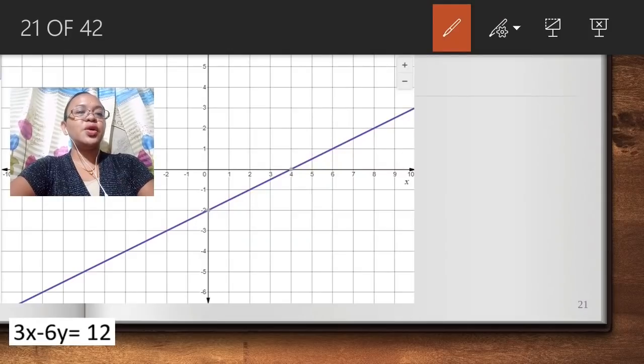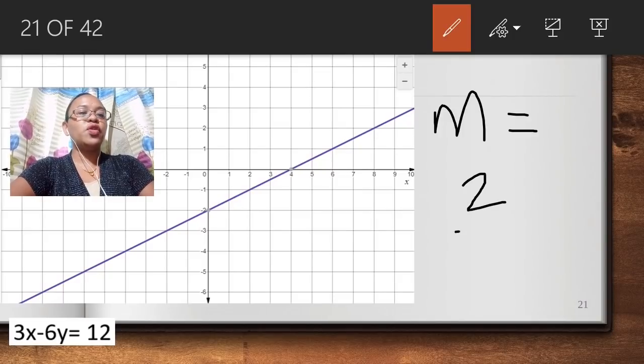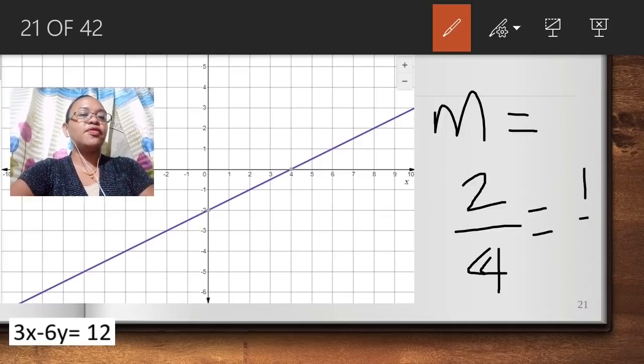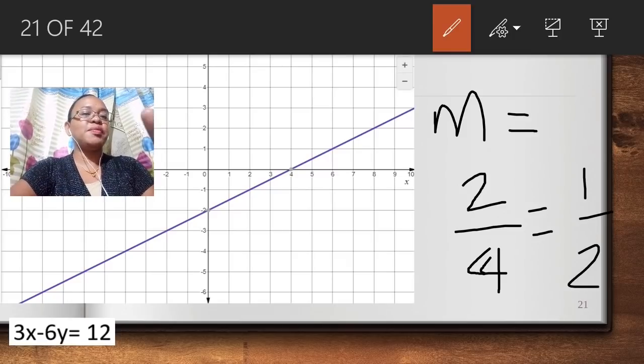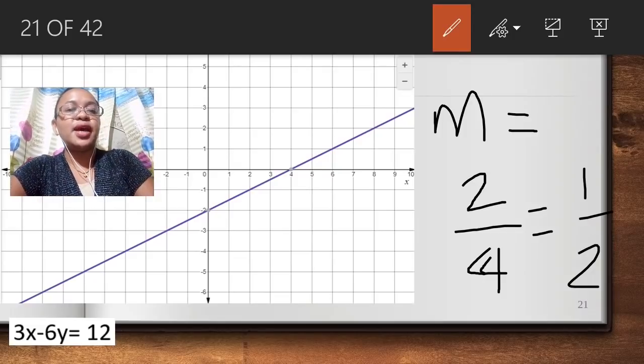Okay, so the slope m is equal to, you go up 2 over, you go to the right 4 numbers. And so when you simplify the fraction, it is equal to 1/2, or it is equal to 0.5, meaning the slope is 1/2. Let me repeat that.